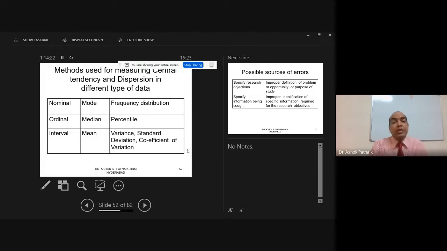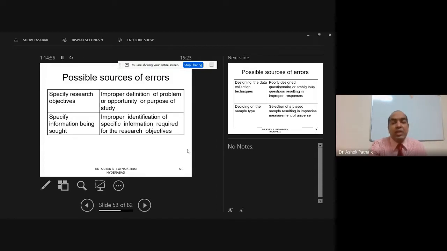There are different scales, as I have already discussed: nominal, ordinal, and interval. If a nominal scale is there, then you use mode and frequency distribution. If the ordinal scale is used for collecting data, then you use median. If an interval scale is there, you use mean, variance, standard deviation, and coefficient of variation. This is the way you should choose tools for data analysis.